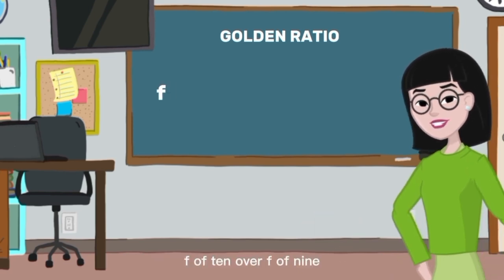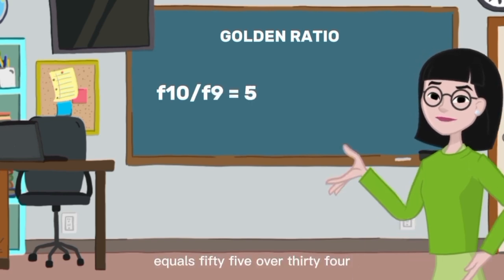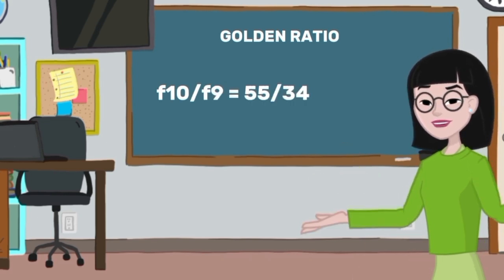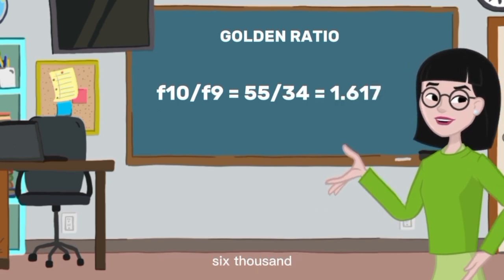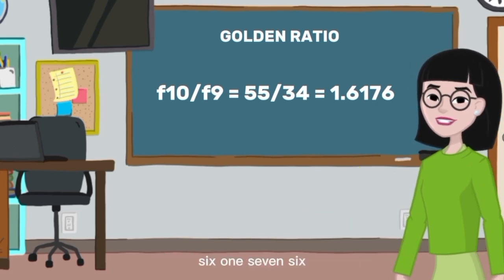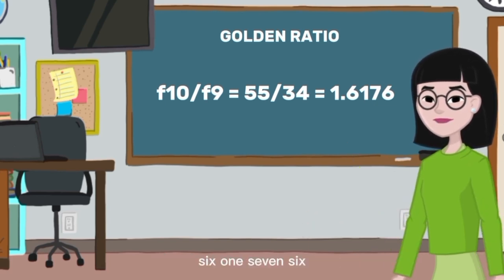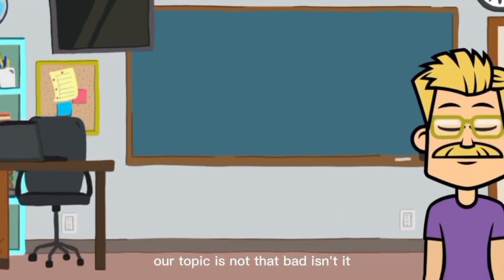F(10) over F(9) equals 55 over 34, approximately equal to 1.6176. Our topic is not that bad, isn't it?